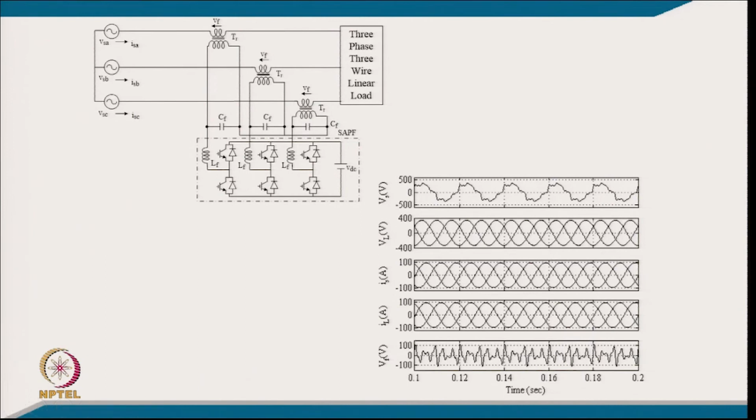This is the typical series active filter. We have a linear load here, and a series active filter which takes care of this voltage harmonic compensation. This is the supply voltage, and we have a load voltage which is filtered after the injection. The load current and supply current are the same because of the series connection, and these are the voltages injected by the series filter.